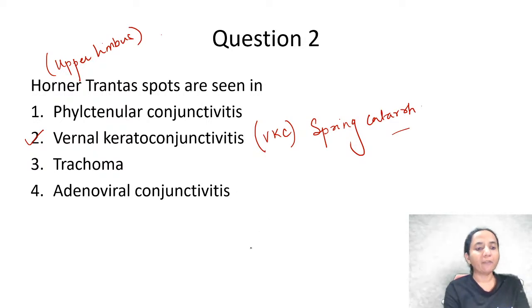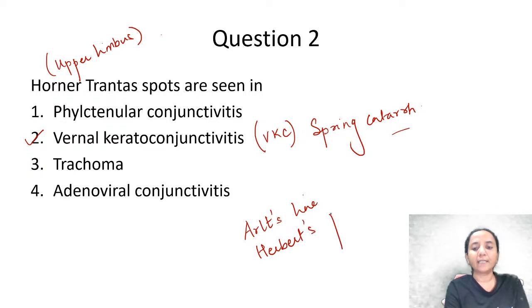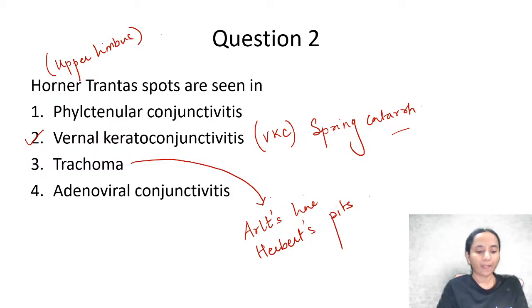And if I ask where do we get to see Arlt's line or Herbert's pits, and the same options are given to you, which one will you mark? In which condition do you get to see Arlt's line and Herbert's pits? Very good, it is trachoma. So Arlt's line and Herbert's pits are seen in trachoma. Okay, so Horner-Trantas spots in VKC, Arlt's line and Herbert's pits are seen in trachoma.